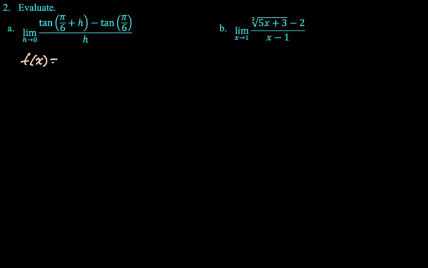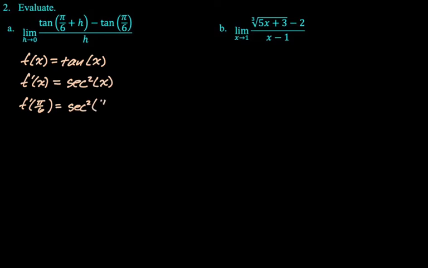So f of x is tangent. And then I need to find the derivative of tangent because I'm finding the derivative. F prime, the derivative of tangent is secant squared. That's why we memorize them. And then where am I evaluating this? I mean, if you look at it, even if you don't know what you're doing, pi over 6 kind of jumps out. We're definitely evaluating this thing at pi over 6. So f prime of pi over 6 is going to be the secant squared of pi over 6.